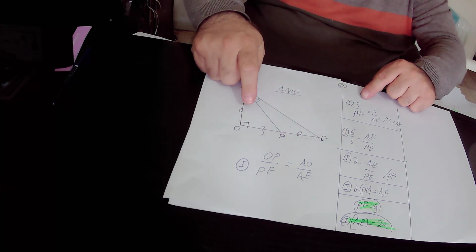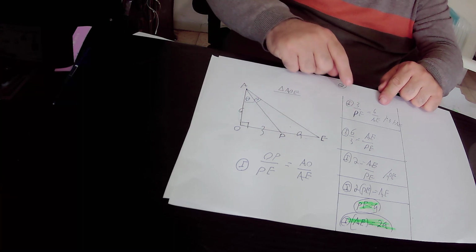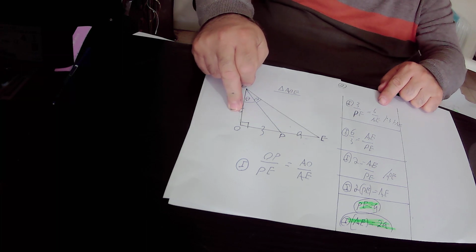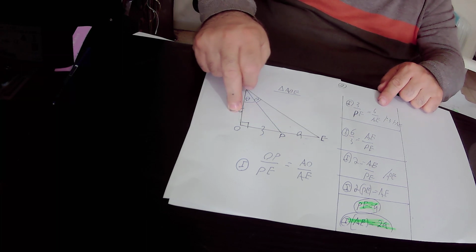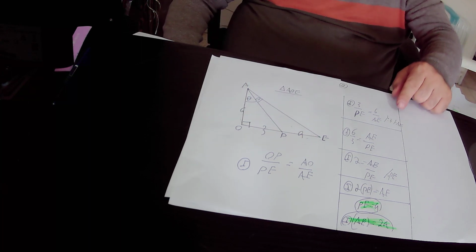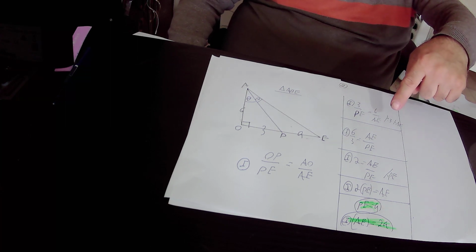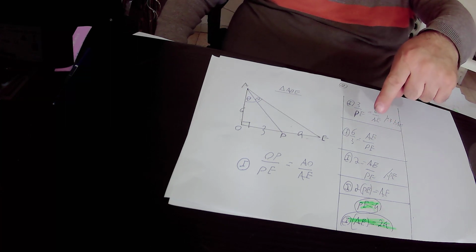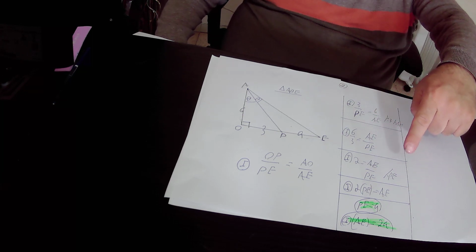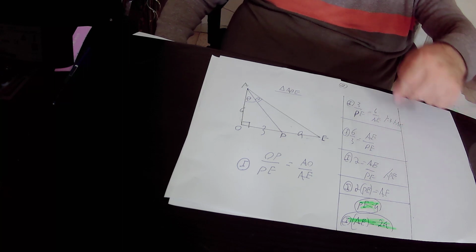OP equals 3 units, so we substitute OP by 3. So it is 3 over PE equals AO, which is 6 units according to what is given in the question, so it is 6 over AE. We divided this equation by 3 and multiplied it by AE, and we got that 6 over 3 equals AE over PE. 6 over 3 is 2, so 2 equals AE over PE. We multiplied this equation by PE, and found that 2 times PE equals AE.